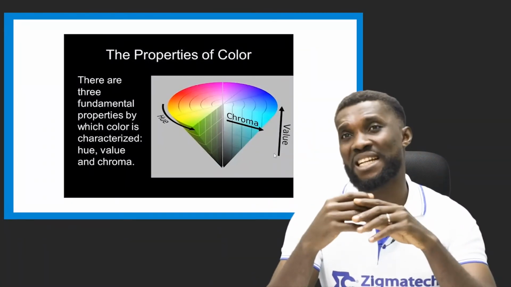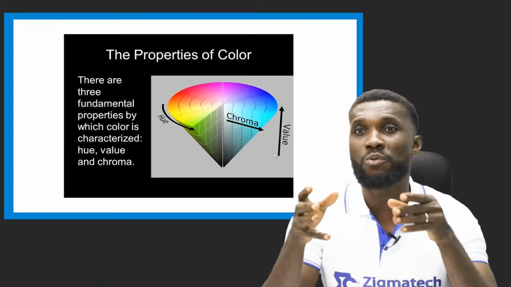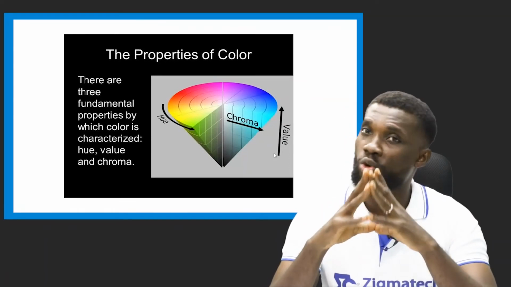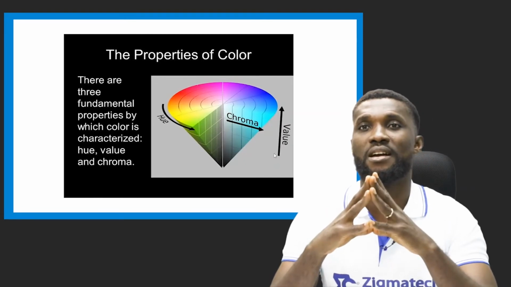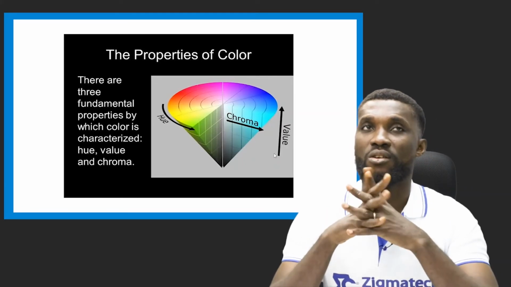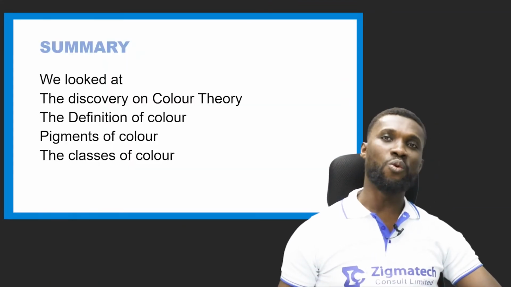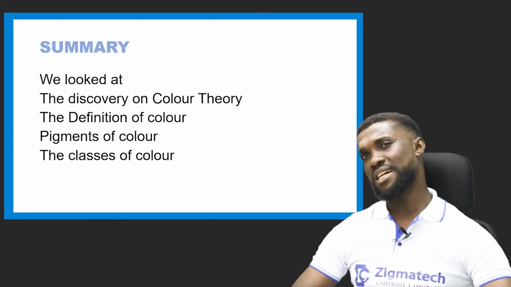Now, remember that there are 3 fundamental properties by which color is characterized, which is the hue, the value, and what? The chroma. So these are the 3 major properties of color. All right. So I guess we'll put a stop. We'll stop here today because of our time.